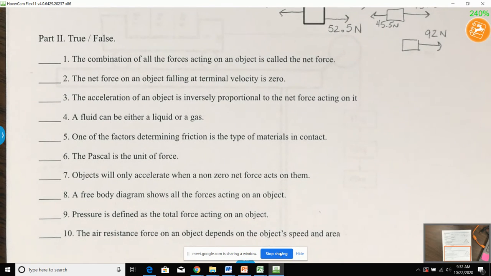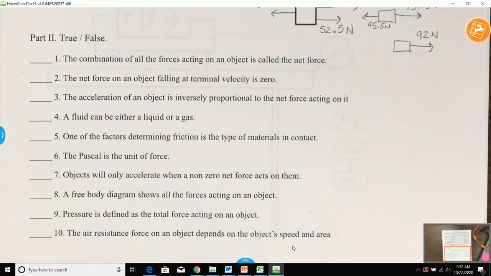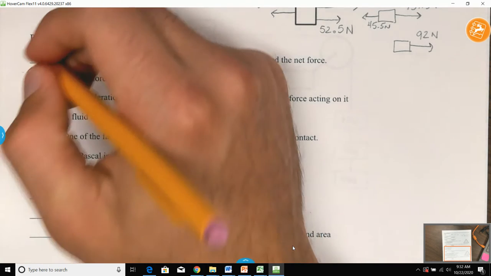All right, let's roll through these true or falses. The combination of all the forces acting on the object, is it called the net force? Is that true? Mm-hmm.